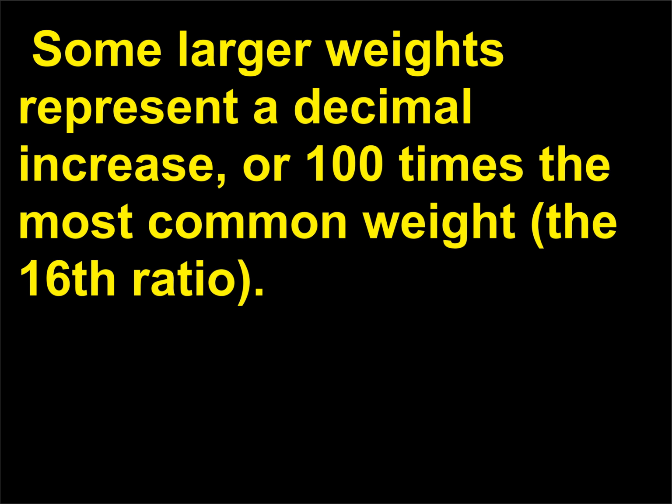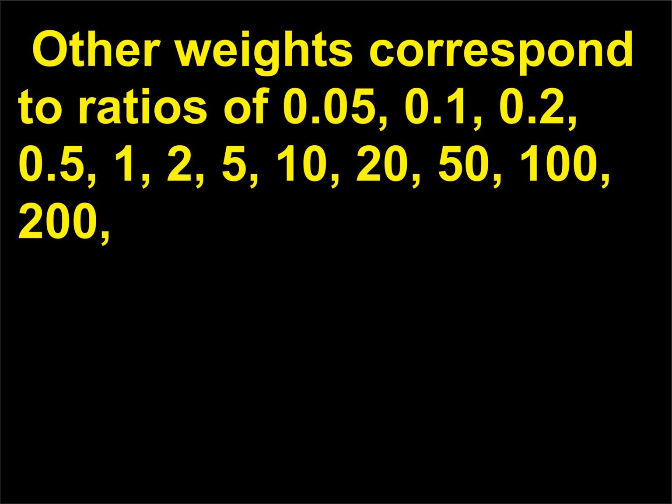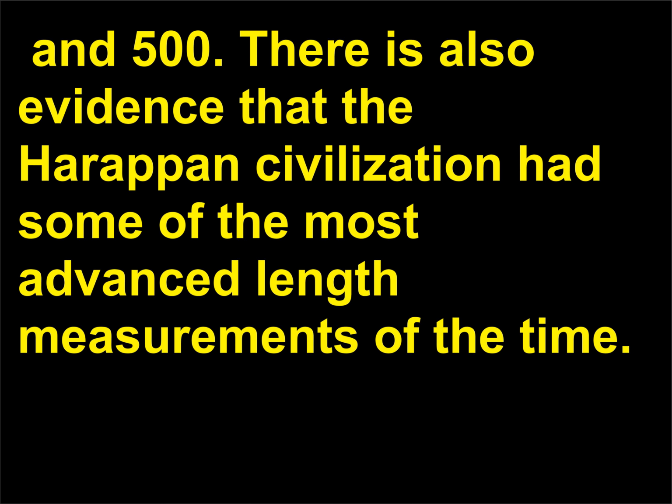Some larger weights represent a decimal increase, or 100 times the most common weight, the 16th ratio. Other weights correspond to ratios of 0.05, 0.1, 0.2, 0.5, 1, 2, 5, 10, 20, 50, 100, 200, and 500. There is also evidence that the Harappan civilization had some of the most advanced length measurements of the time.